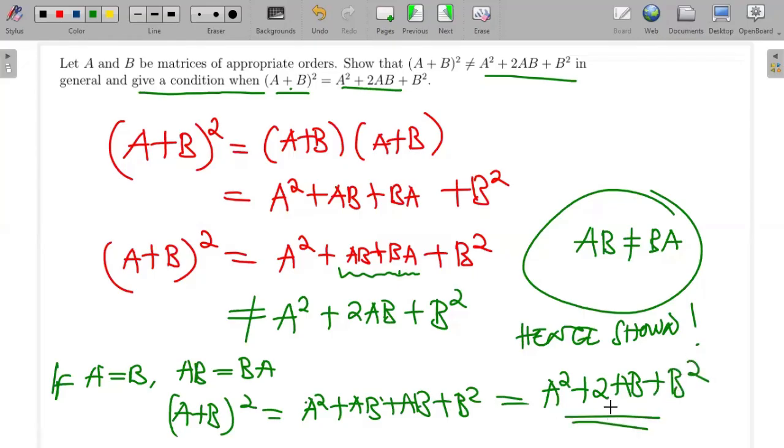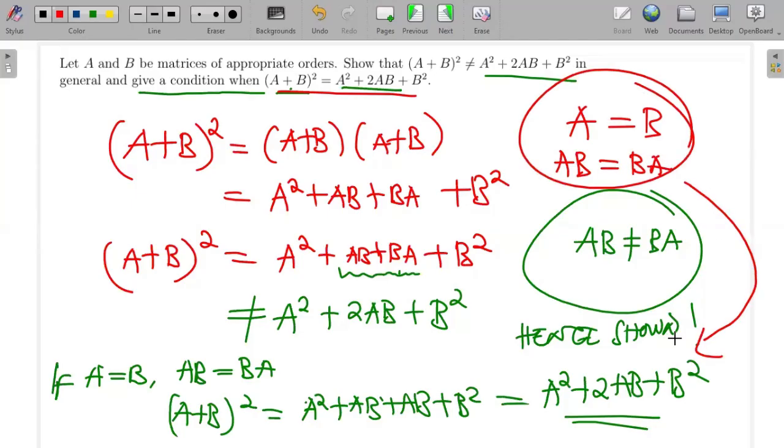So the only condition that is required for this statement here to be true is when the matrix A is equal to B. So when matrix A is equal to B, it means that the product AB will be equal to what? BA. And in the end, we're going to get what we have gotten there. So that's how we can show it, and that's how we can give the condition that is necessary for that identity to be true.